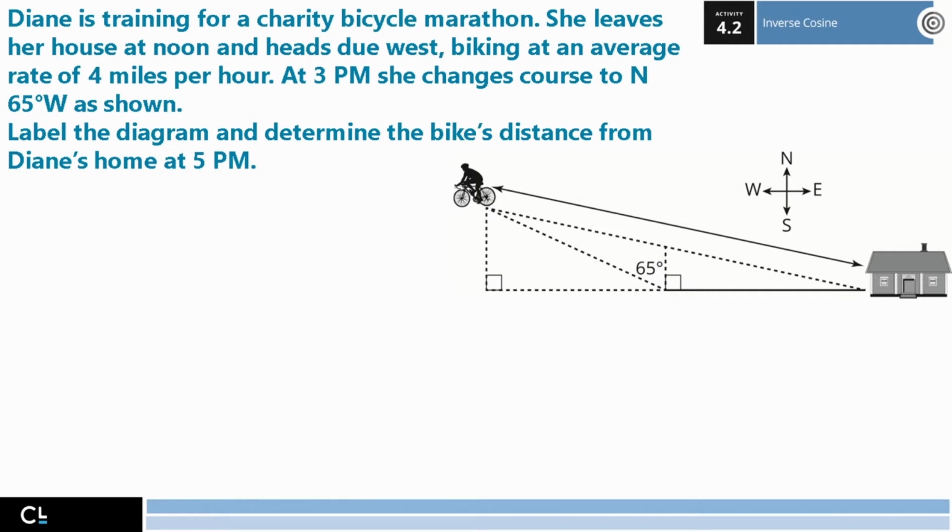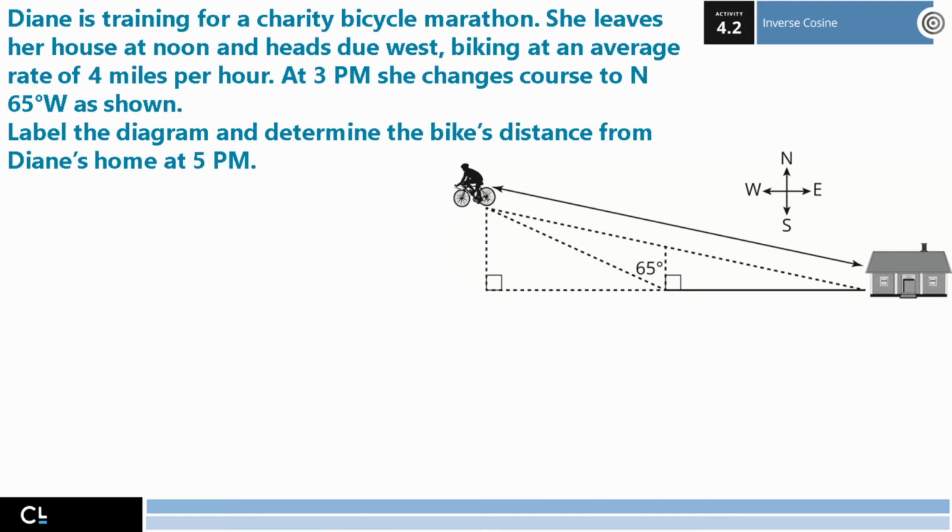And let's do another problem we got here. This one's a little longer, so let's make sure we follow along. First, let's read it. It says Diane is training for a charity bicycle marathon. She leaves her house at noon and heads due west, biking at an average rate of 4 miles per hour. At 3 p.m., she changes course to north 65 degrees west, as shown. Label the diagram and determine the bike's distance from Diane's home at 5 p.m.